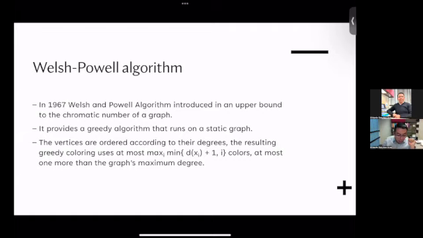Then what we are going to do is the following. This heuristic of ordering or considering the things using the degree of the vertices is called the Welsh-Powell algorithm.